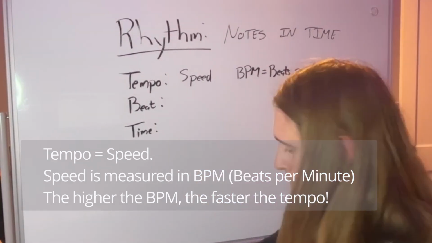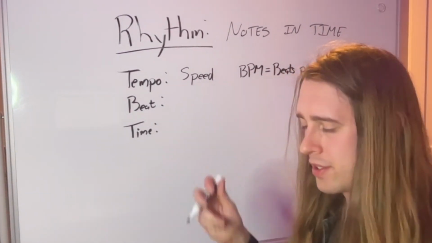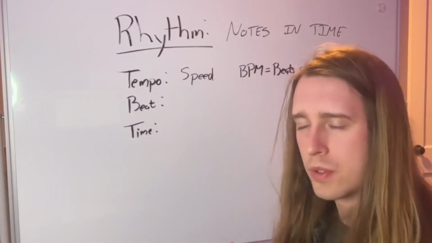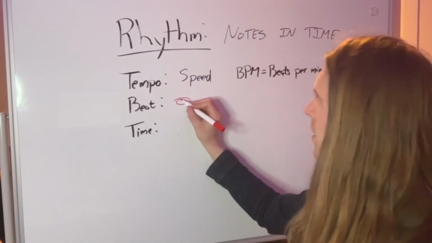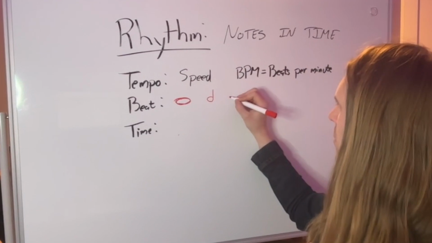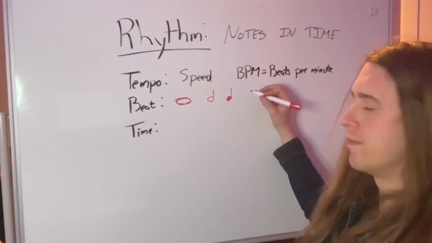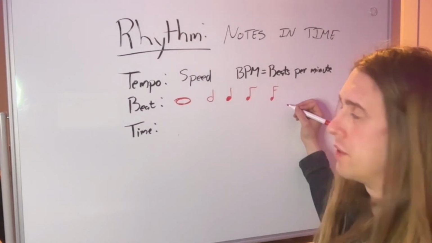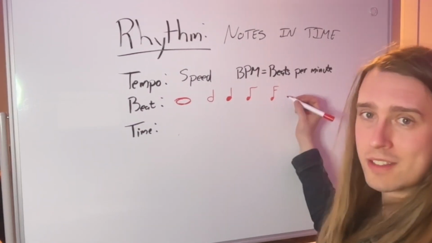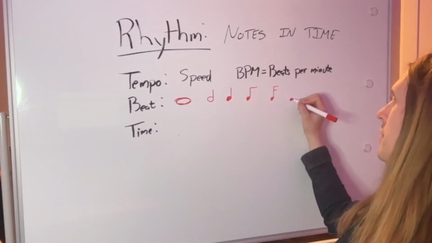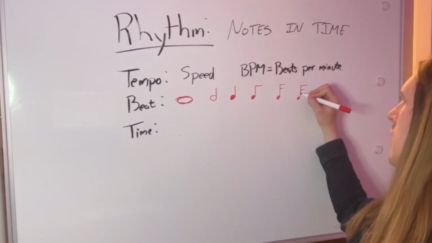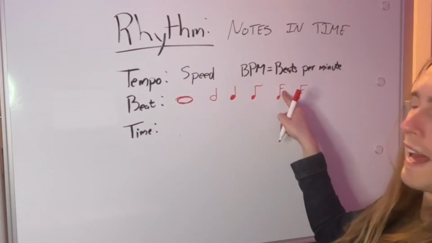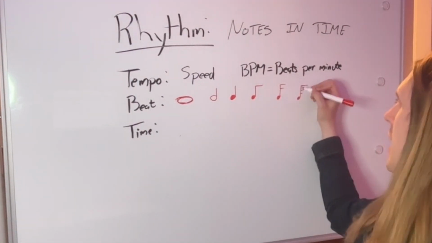Now, what about beat? You've probably seen and heard of things like whole notes and quarter notes. We have a whole note, half note, quarter note, eighth note, and 16th notes are the ones you're going to run into the most. You can have 32nd, 64th, etc. I'll put a 32nd on here. At that point, you just add what are called flags. You just add flags to the stem of the beat.